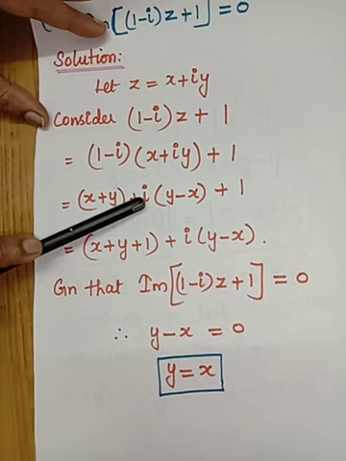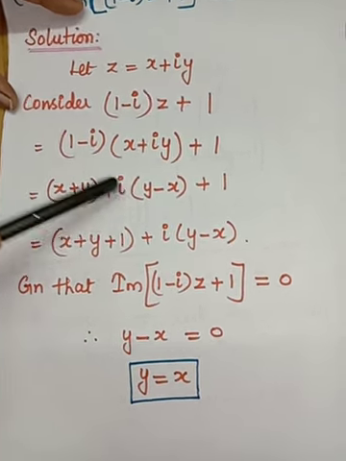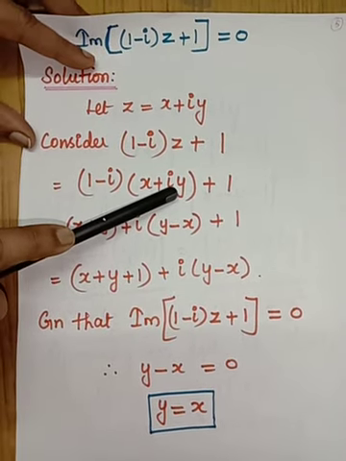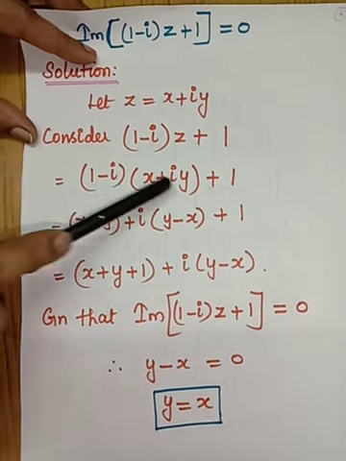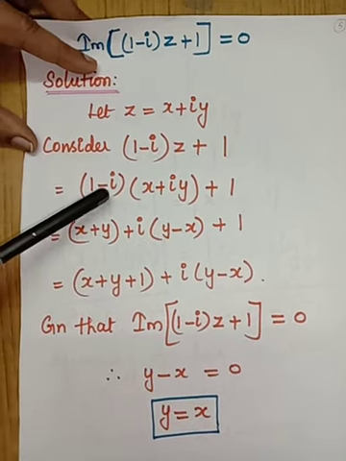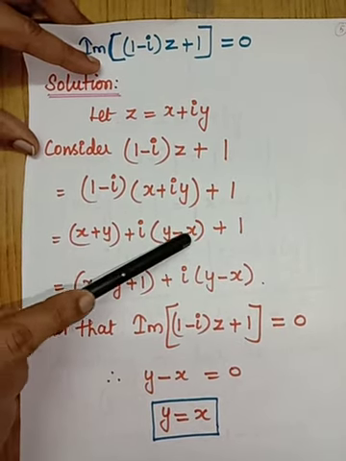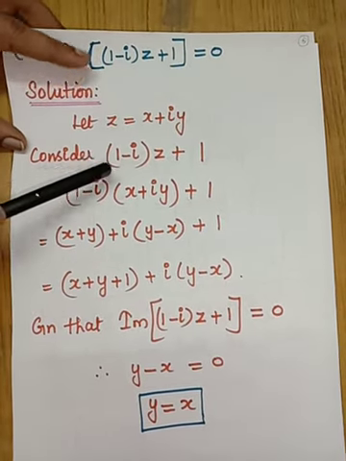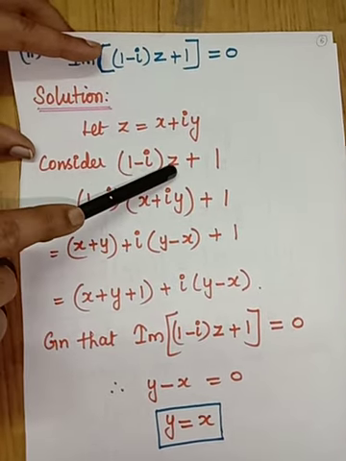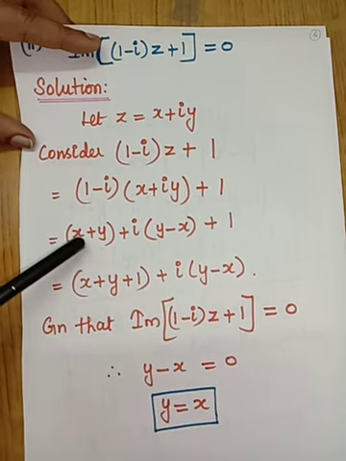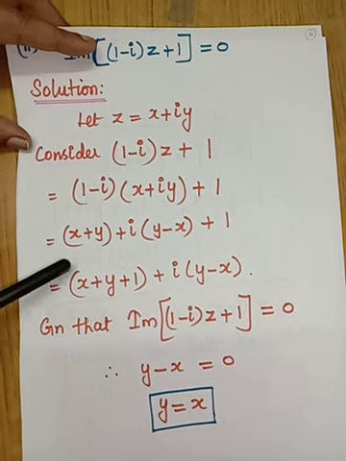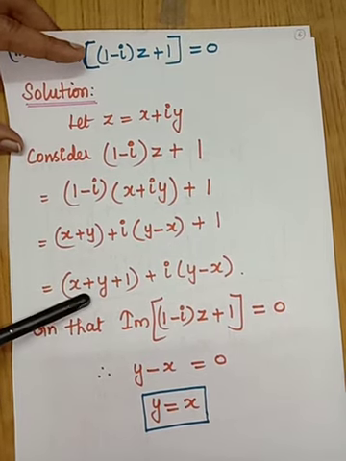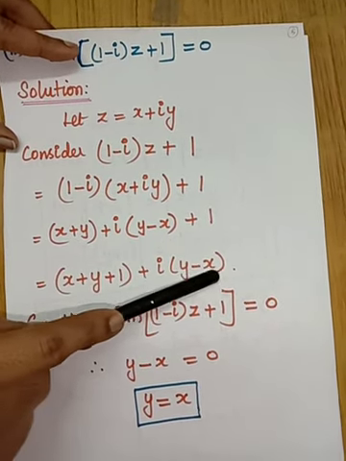Plus i into, you have to go for the imaginary part. How to write the imaginary part? The real part of the first number has to be multiplied with the imaginary part of the second number. So 1 into y is y. In the same way, minus 1 into x is minus x plus 1. So what we have found? We have found the term 1 minus i into z plus 1. Okay, so here you have to group the real part and the imaginary part. So x plus y plus 1 is the real part, plus i into y minus x.